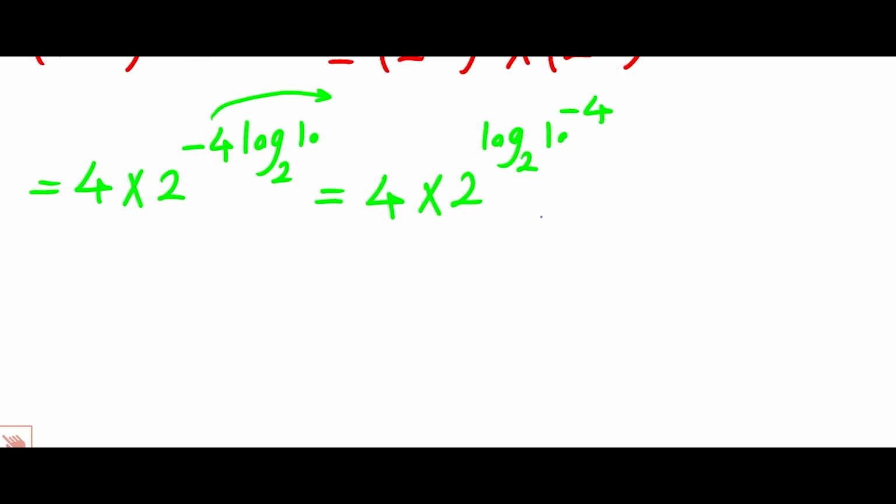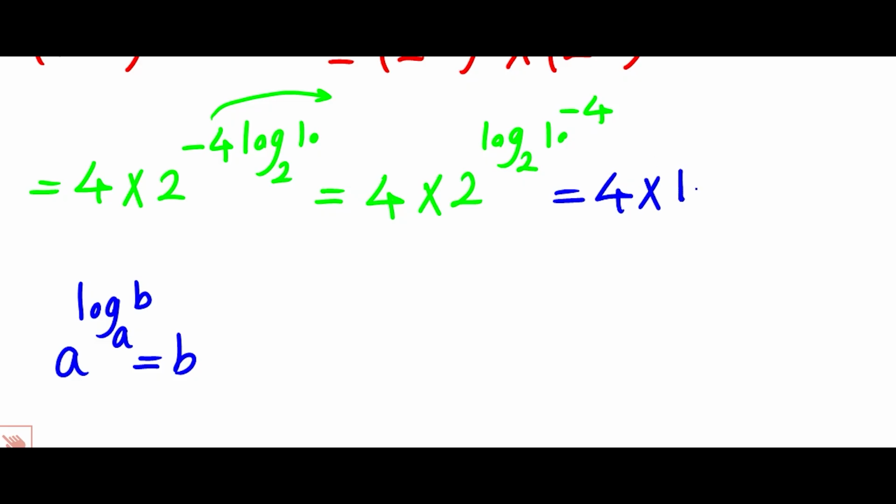Now using the property a to the power of log base a of b equals b, 2 to the power of log base 2 of 10 to the power of negative 4 equals 10 to the power of negative 4. So 4 times 10 to the power of negative 4. So the final answer is 0.0004.